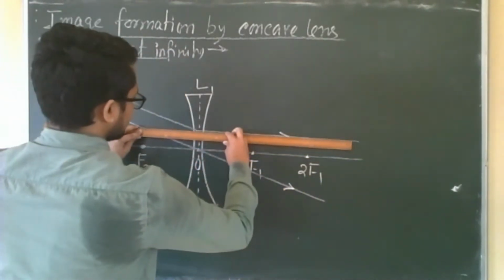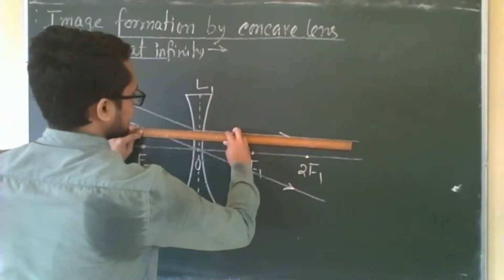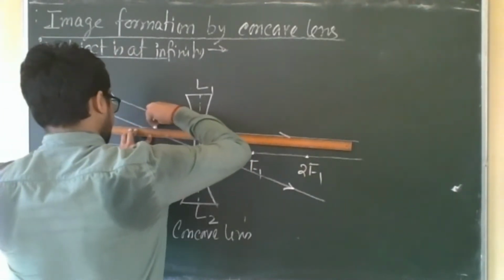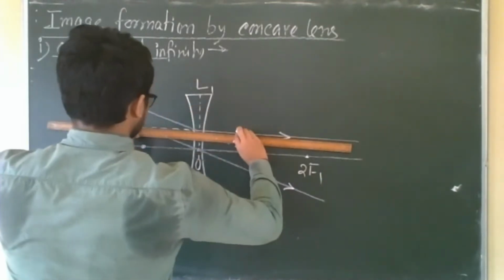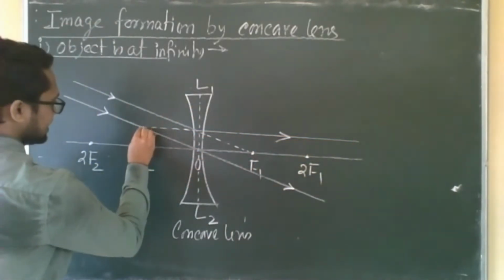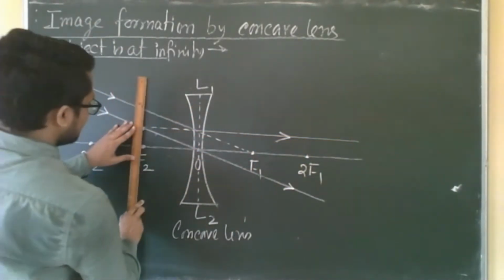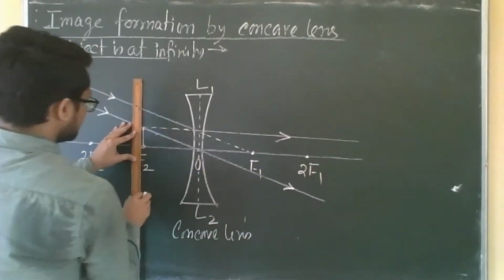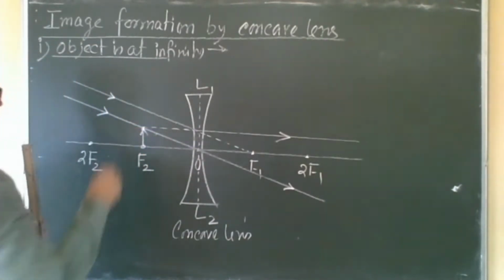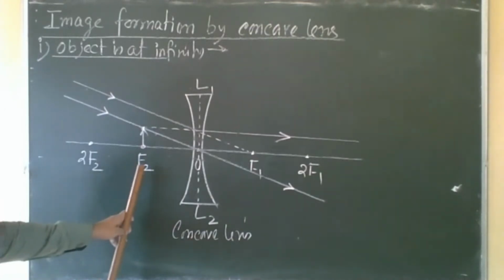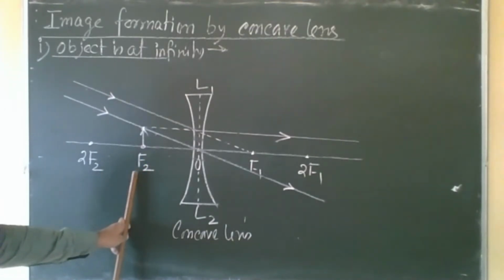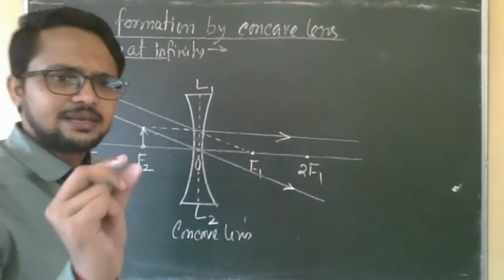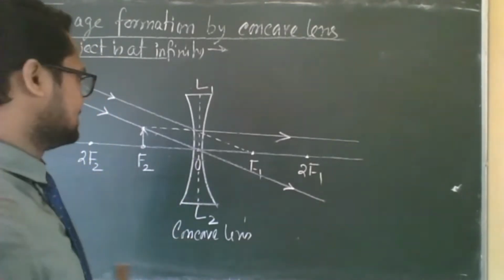So extrapolate this ray in the backward direction and then see whether it is intersecting at any point or not. So we are saying that it is intersecting here. So draw a normal from this point. This will be the image. So the image is forming at f2. But it will not be a point image here. It will be a highly diminished image, but not a point image.